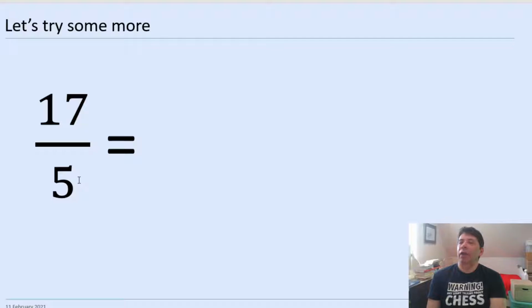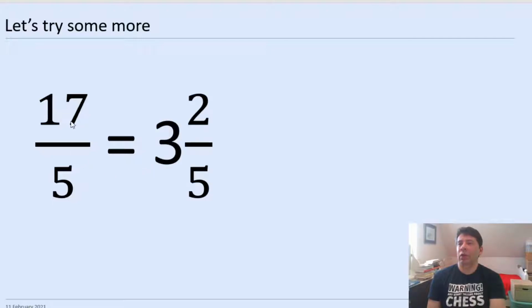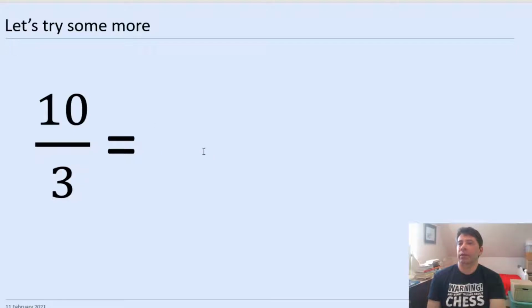17 over 5. So what do we think this is? So again, we divide 17 by 5. We get 3, and then we have 2 left over. So it's 2/5 left over. 3 and 2/5. 10 over 3, 10/3. So 3 goes into 10 3 times, and then we've got 1 left over, so it's 3 and 1/3.